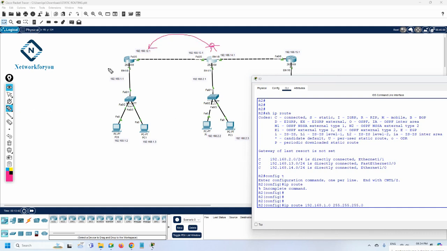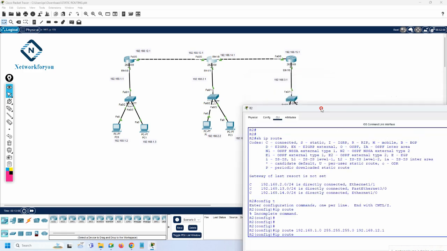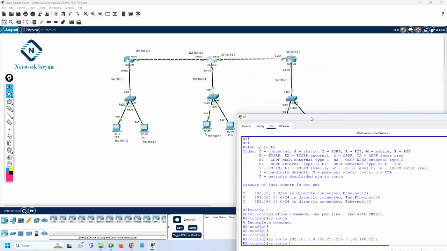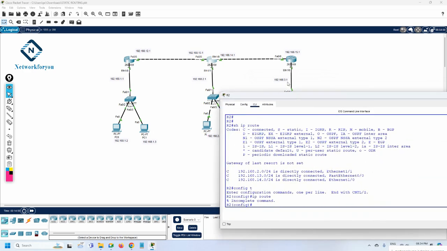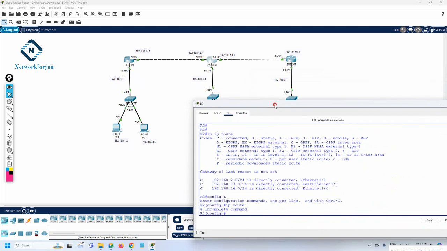Yes, this is the next hop. So now I will write here 192.168.12.1. This one is done. I need to do it one more time for the other side. So I will write IP route, and our destination is 192.168.3.1, but we will use 3.0 because we need to allow this whole network.